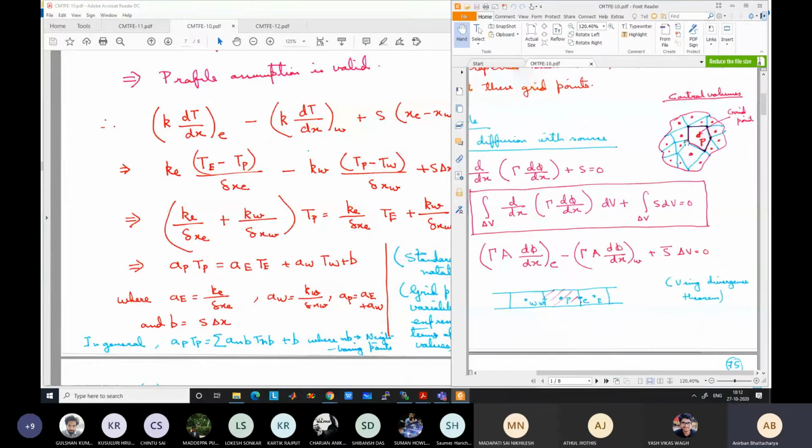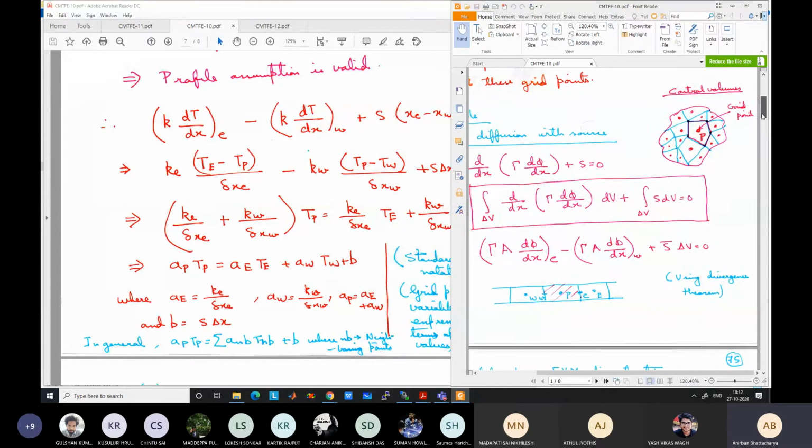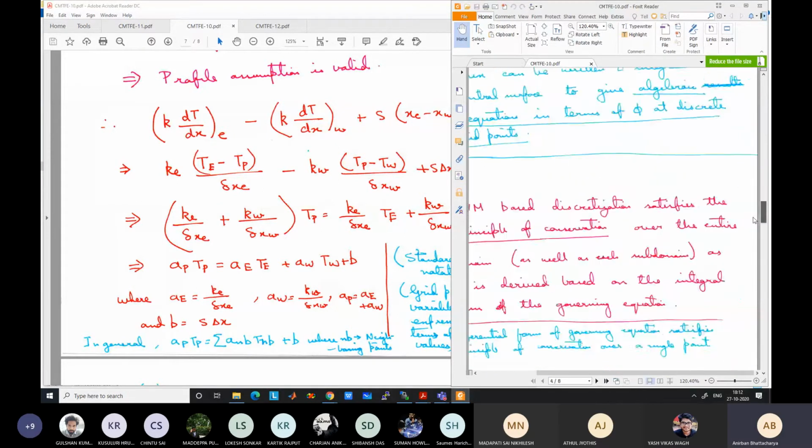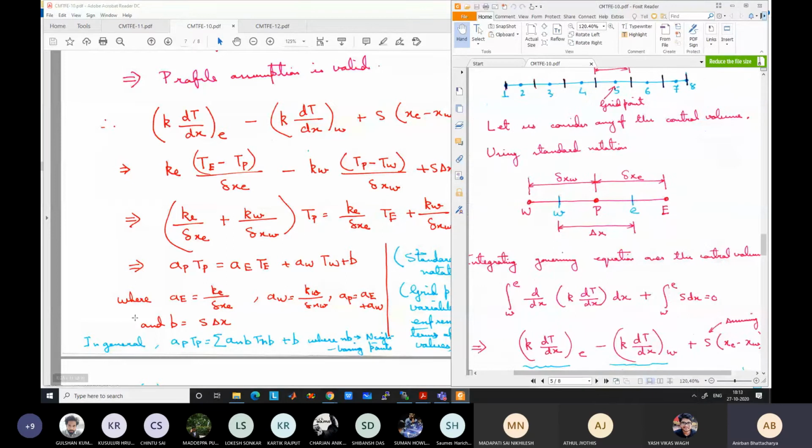But the form of the equation will always remain the same. What is the form of the equation? APTP is equal to the summation of A and B, T, considering all the neighboring points, plus some source term B. And once this form is there, we will derive some methods to actually solve the equation. How to solve this type of equation? This format of the equation is present for all grid points.